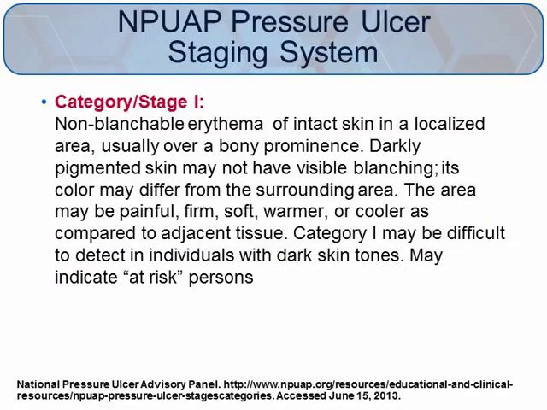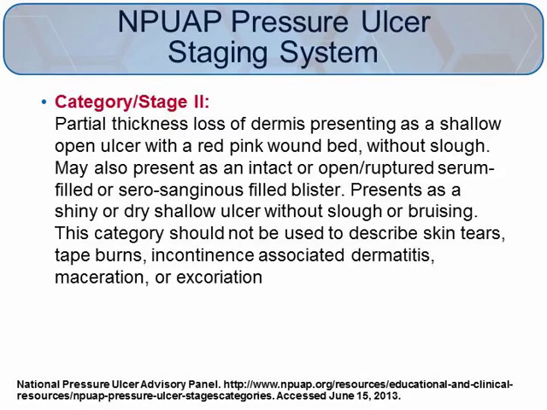The National Pressure Ulcer Advisory Panel is the gold standard for staging pressure ulcers. This is a 1 to 4 scale, and again, I want to encourage you to go to their website to review these in depth. The main points that I want to make is that a stage 1 pressure ulcer is a partial thickness problem, non-blanchable erythema of intact skin. Stage 2 is also a partial thickness problem with damage to the epidermis or part of the dermis. And what's key here is that stage 2 ulcers are shallow and clean and pink.